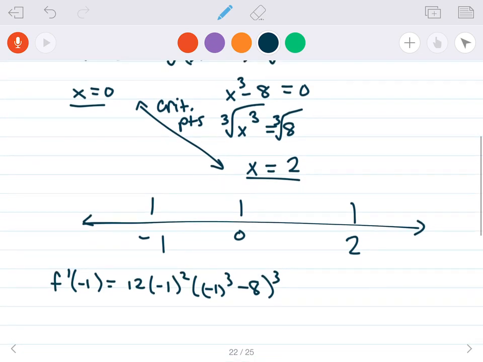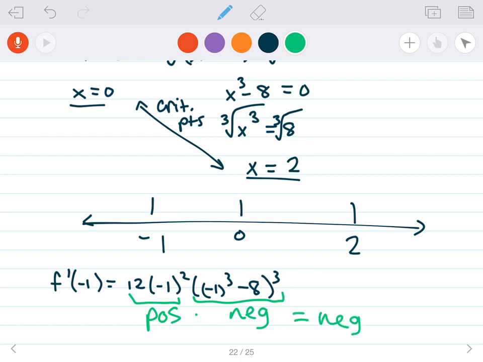Yeah, and we really just care about signs here. So this is going to be negative 1 minus 8, negative 9. That to the third is going to be a net negative. This guy is going to be a positive. A positive times a negative is a negative. So the derivative is negative there.